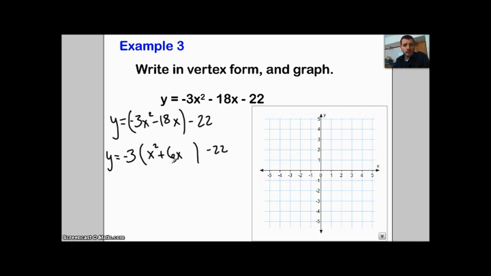So again, now we can go ahead and complete the square. So 6 is b. So 6 divided by 2 squared. 6 divided by 2 is 3. 3 squared is 9. So I'm going to add 9 to this side. Now again, remember from your completing the square homework, you add 9, but you're not really adding 9. You're adding 9 times negative 3.